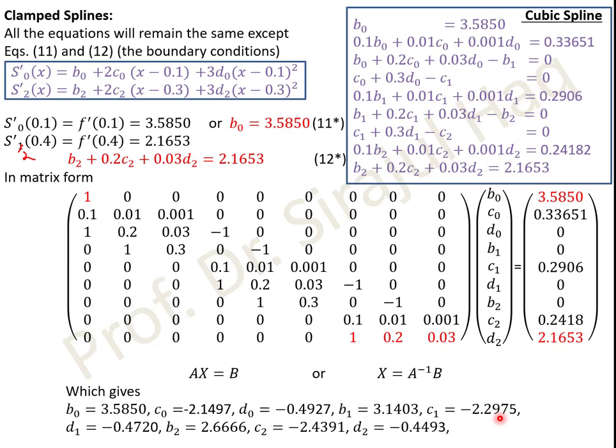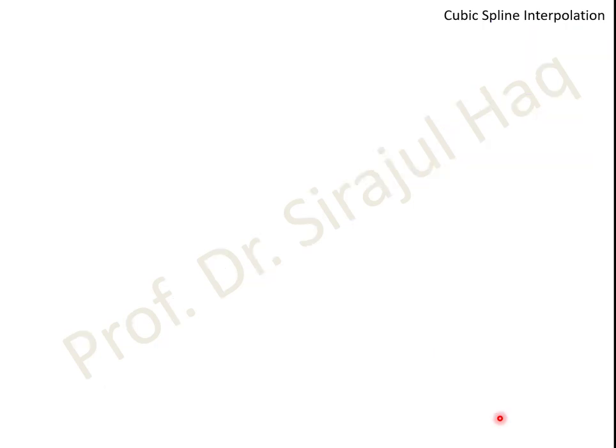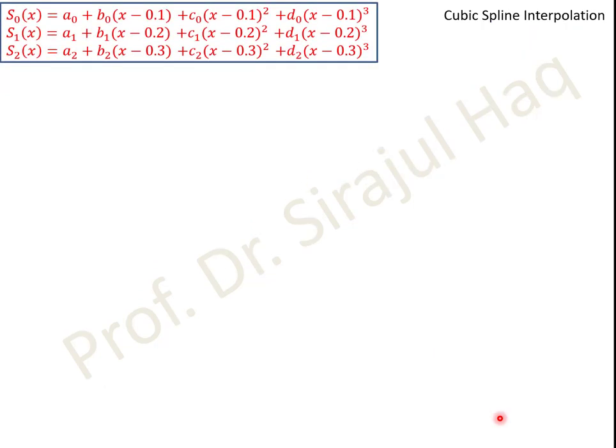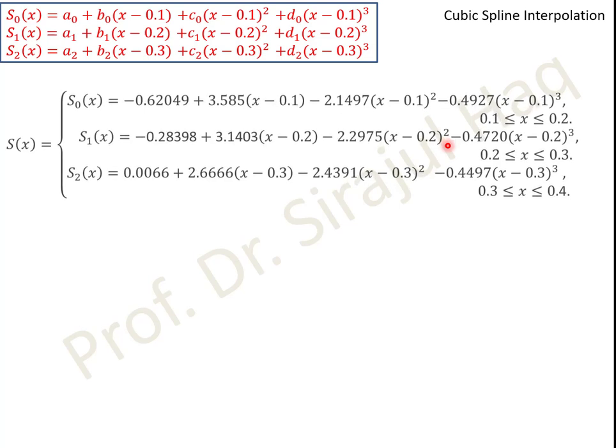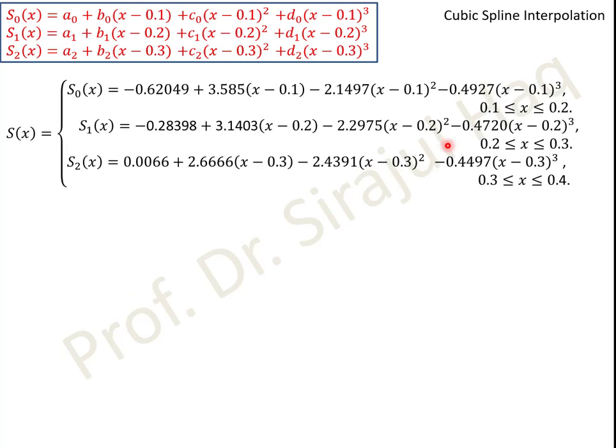Once we have computed these unknowns, now we can construct the splines. So these were the splines. But remember, this time the conditions were different, and that's the reason you can see that some of the values will be different.